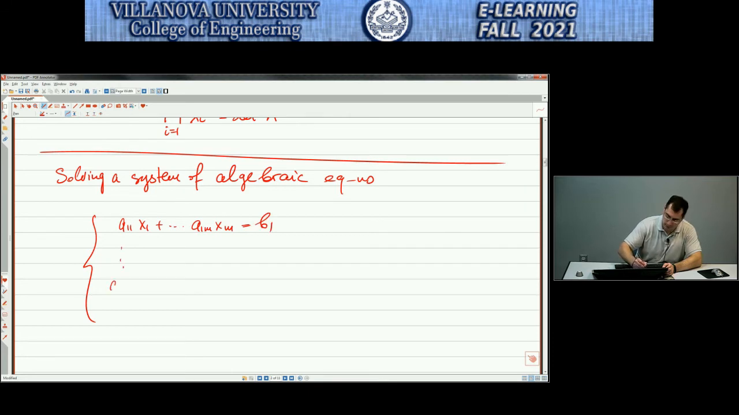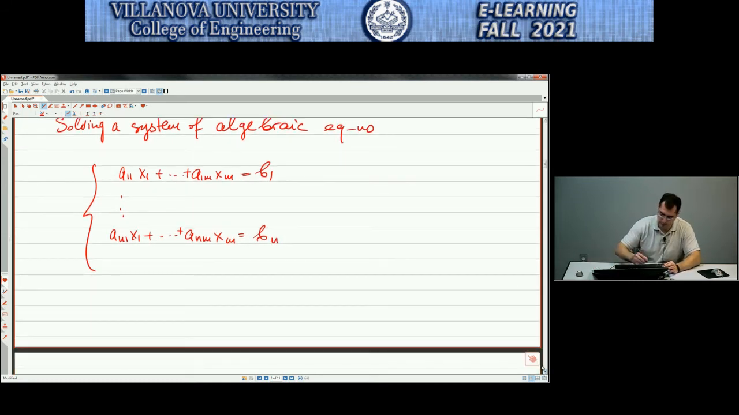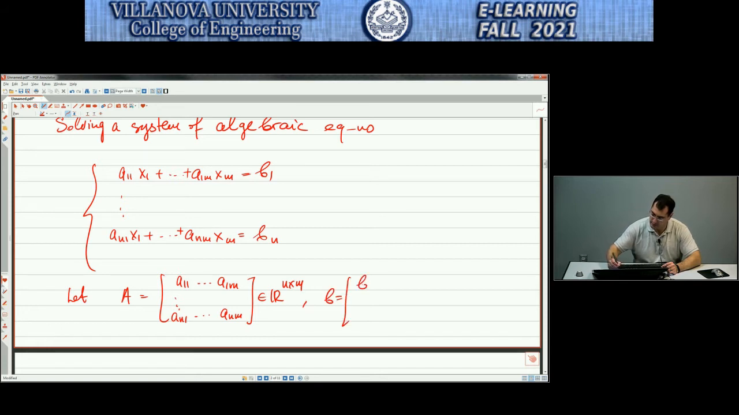There are n of them. Okay. This could be rewritten in a matrix vector form. So if you define matrix A as A11, A1M, AN1, ANM, this is going to be my n by m matrix, vector B, B1 through Bn. This is going to be an n-dimensional vector.